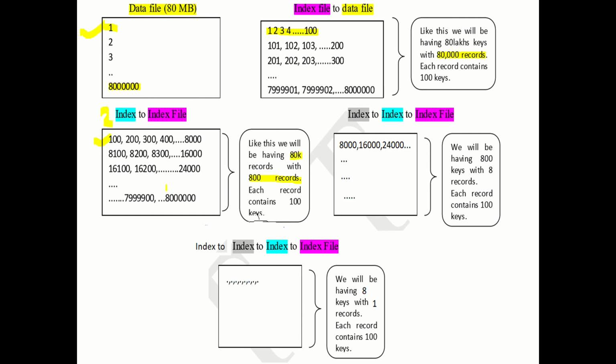This is the case of the second one. Now we go for the third index file, where we again have 100 keys per record, so we have 80 records. And then we go for the fourth one, where we have a single record having 80 keys. So this is how our 4-level indexing works.